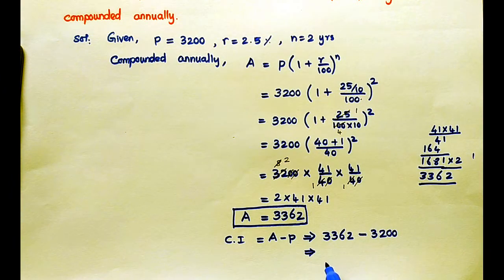Subtract these numbers, and we get 162. That is the compound interest. That is the answer.